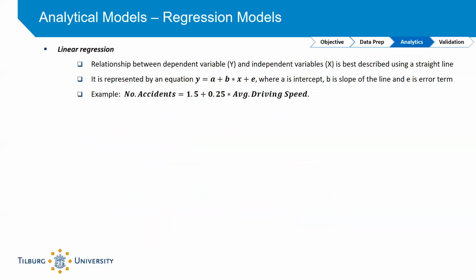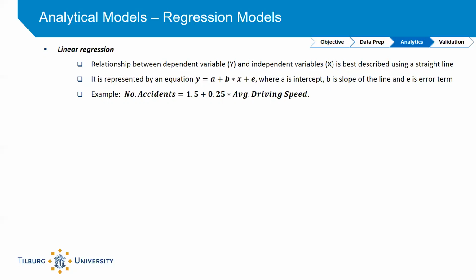Linear regression is the simplest regression model available. Here, the relationship between the dependent variable or the outcome variable and the independent variable is best described using a straight line. It is represented by the equation y = a + b*x + e, where a is the intercept, b is the slope of the line, and e is the error term.